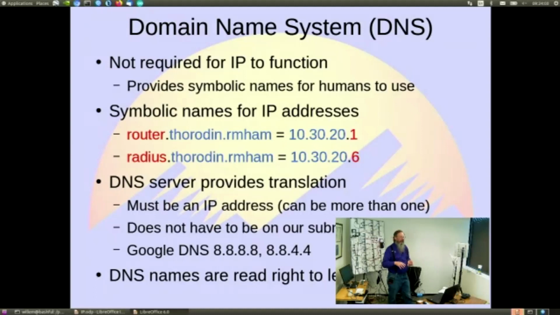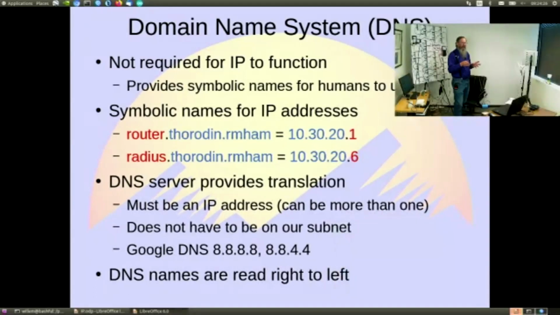So typically in our IP scheme, we have the network followed by the host. In DNS, we start with the host, and then we add the network part to it. And the network part is actually hierarchical. So router.thornton.rmham happens to be 10.30.20, but there can be additional layers.